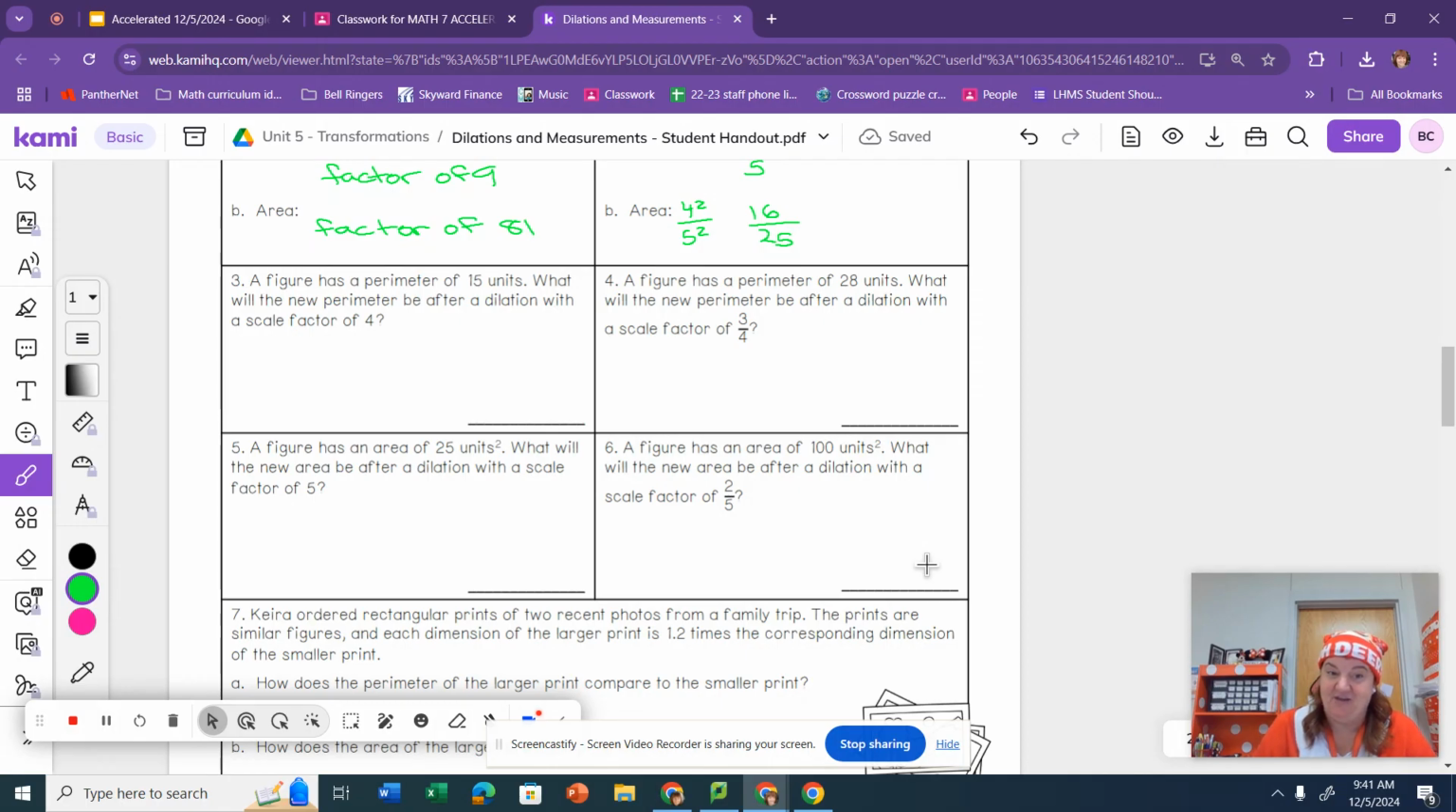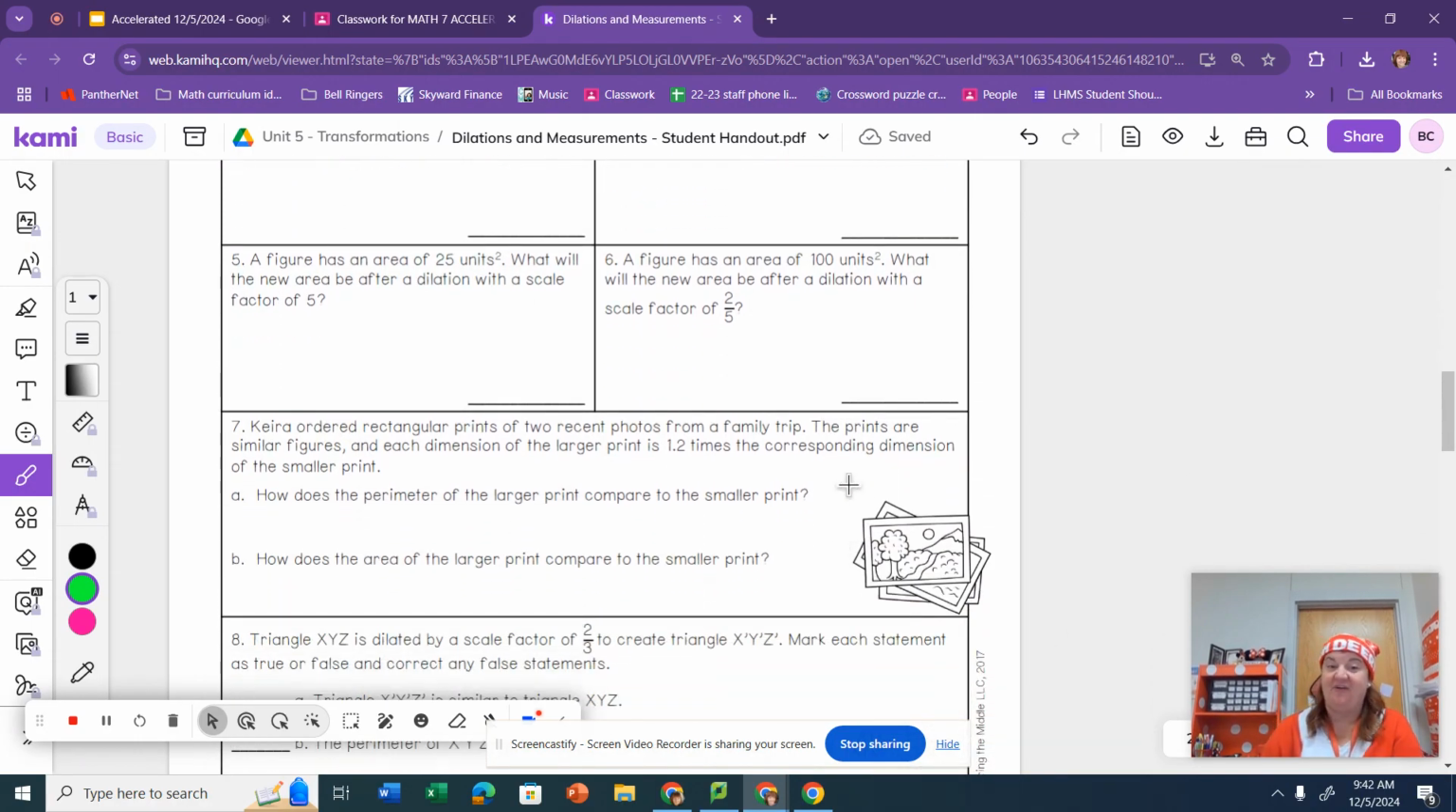So a figure has a perimeter of 15. What will the new perimeter be after a dilation scale of 4? And now I want you to answer number 4. What will the new perimeter be? Now we're just talking perimeter. Perimeter with that scale factor. Okay, what about answering number 5? And then answer number 6.